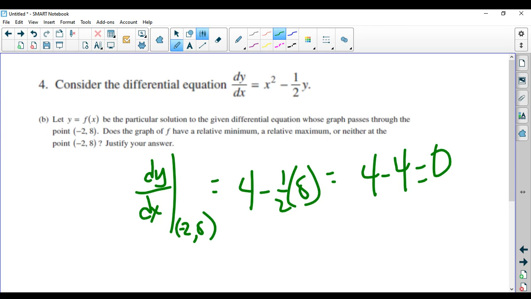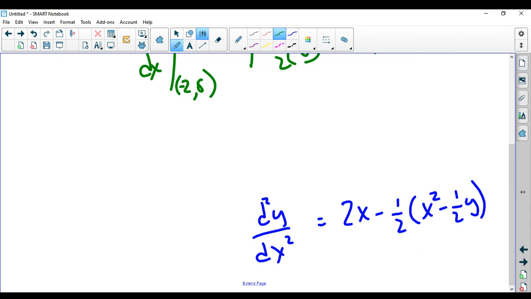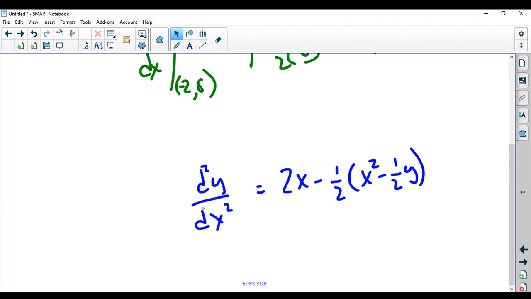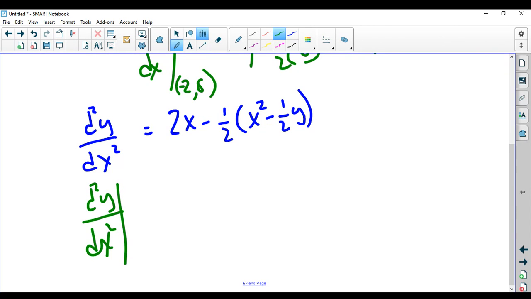So to figure out if it's a relative min or max, usually we would see if the derivative goes from negative to positive at that point, or we can use the second derivative test. We already found the second derivative, so that's going to be much, much easier. Oh, look at that, it's right here. Here's the second derivative we got from part A. So now we're going to figure out what the second derivative is at this critical point, (-2, 8).